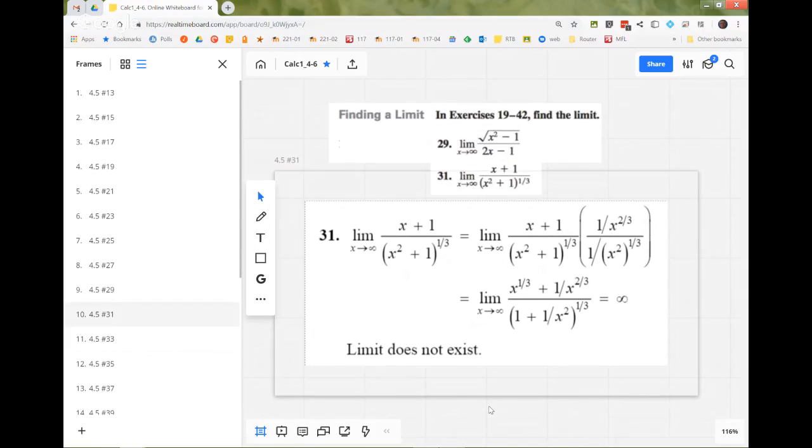So I know the book has a solution here, but here's how I would analyze it. What's the degree on the top? 1. What's the degree on the bottom? Well, it's 2 to the 1/3. You've got x squared raised to the 1/3, that's x to the 2/3. So on the top, you've got a limit of 1. On the bottom, you have 2/3. Which one is bigger? The top. So as x approaches infinity, this is going to go to infinity.